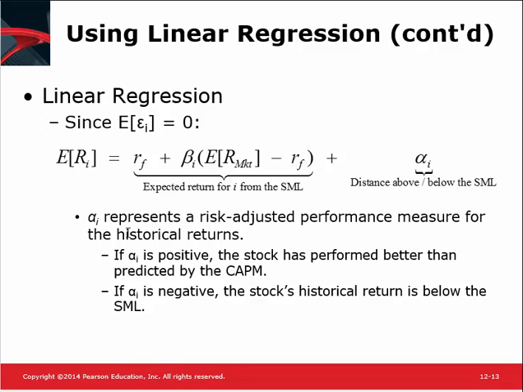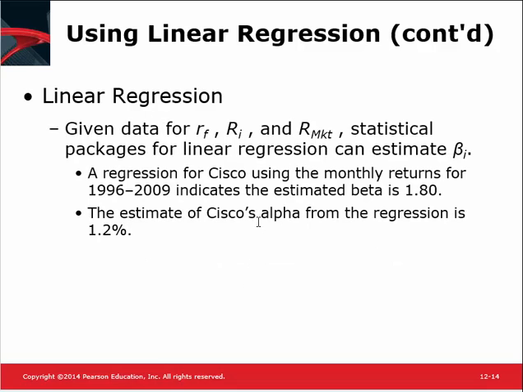And again, this error now, since we assume those regression errors ultimately equal zero, this is the risk-adjusted performance of the stock. If alpha is positive, then this stock is performing better than average. If it's negative, it means it's performing below average. And this alpha is telling us whether the stock is above or below the security market line formula.